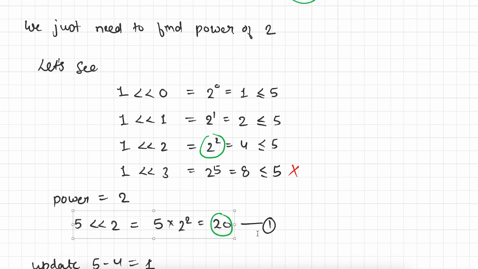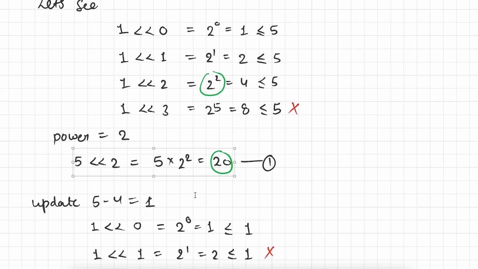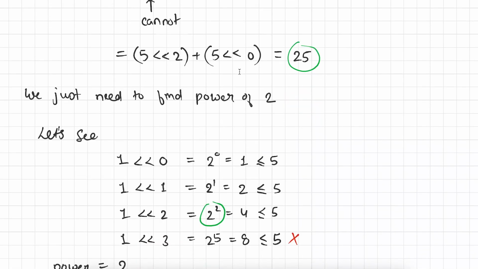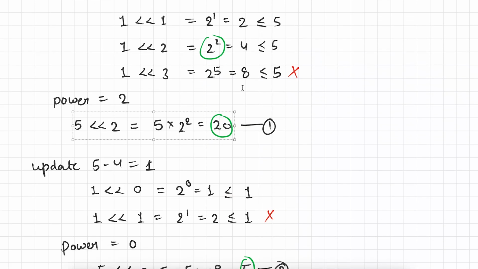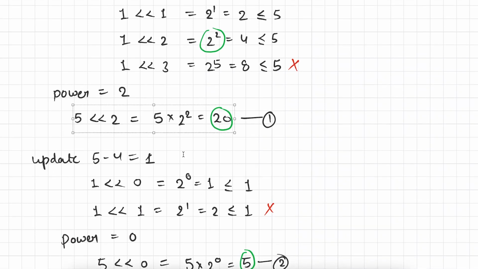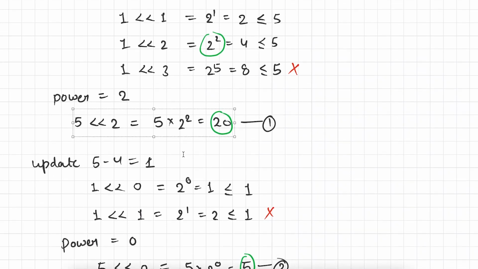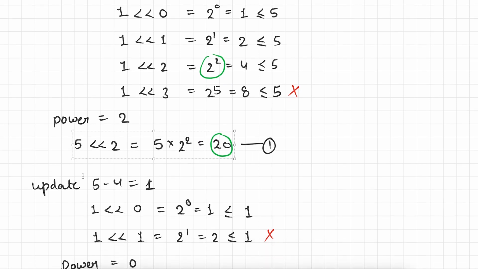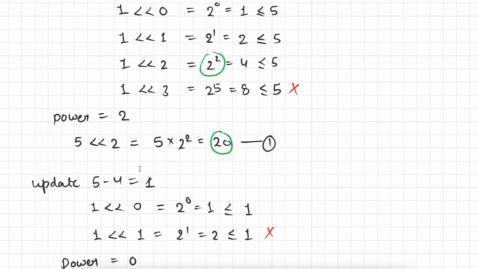So we are very close now. Next we have to find the next power, and the next power is 2 to the power 0. But the question is, what is the number to which we are going to compare this? Till 2 to the power 2 we are done. So what we do is simply update the number: 5 minus 4 is equal to 1. So now the number is reduced to 1.